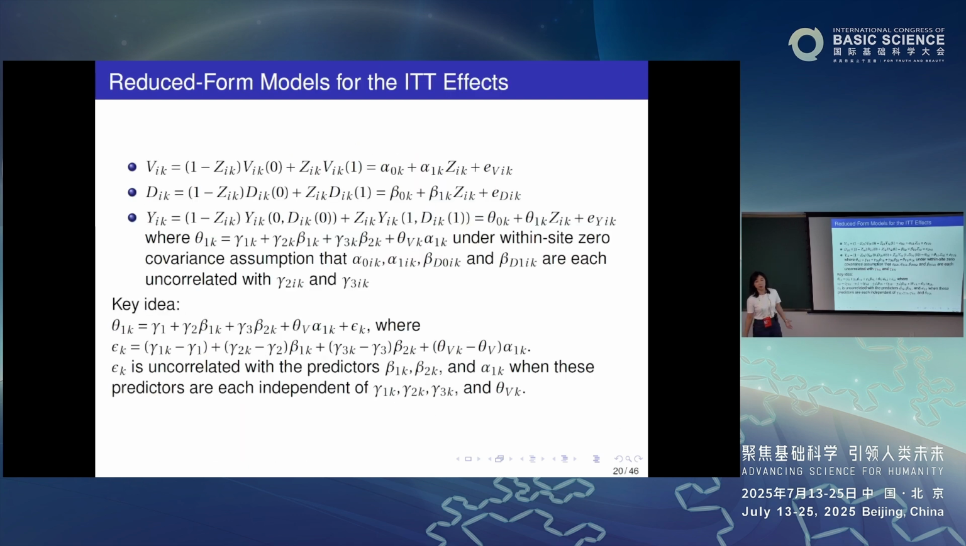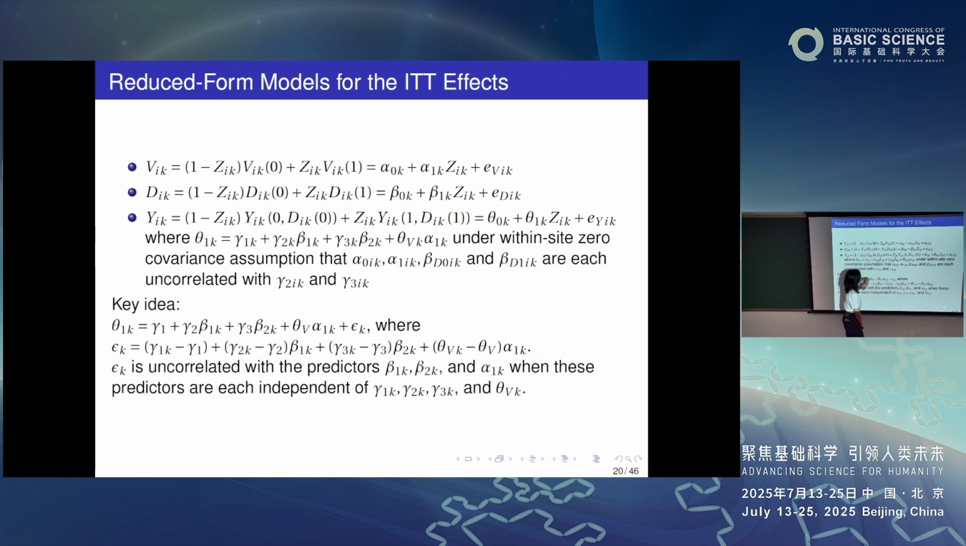But the link is simple. You can imagine, for subjects who were assigned to a small class, you observe V1, right? And for subjects who are assigned to a regular class, you observe V0, okay? And given this relationship between the observed V and the potential outcome V, you can plug in the models for V0 and V1 and obtain the relationship between the observed V and Z.